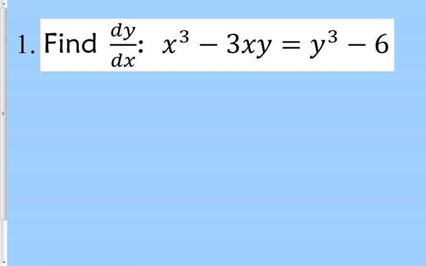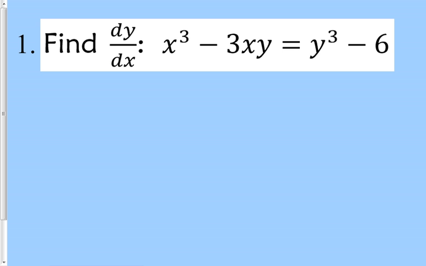Okay, so here we're just finding the derivative. This is implicit differentiation because there's both x's and y's. Remember, the basic rules are being used. The only difference is whenever I take the derivative of y, or of a function with a y in it, I have to tack on that dy dx. It's like a chain rule.